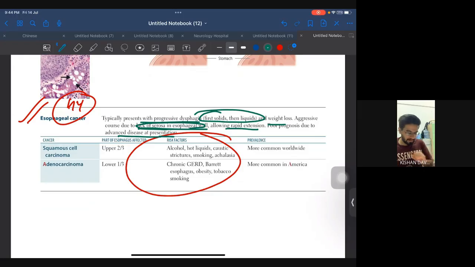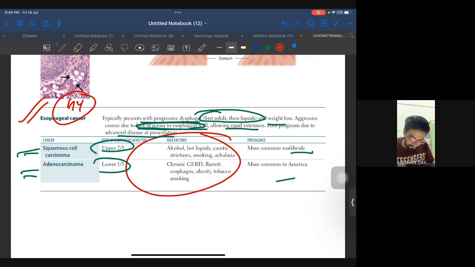What is going to be difficult here is squamous cell carcinoma versus adenocarcinoma. Squamous cell occurs in the upper two-thirds, adenocarcinoma in the lower one-third. Squamous is more common worldwide, adenocarcinoma more common in America. Now here the risk factors: first pick out the common one. The common one is smoking, so remove this. The rest are all different.